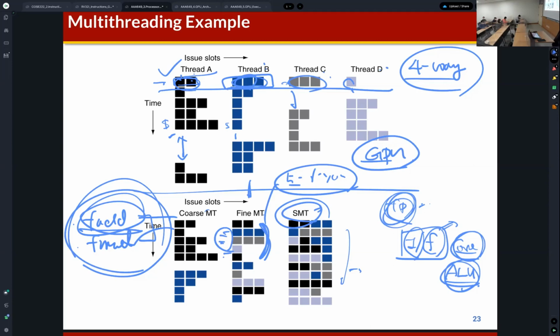Okay. You need to think about the pros and cons of the hardware multithreading of CPU and GPU.